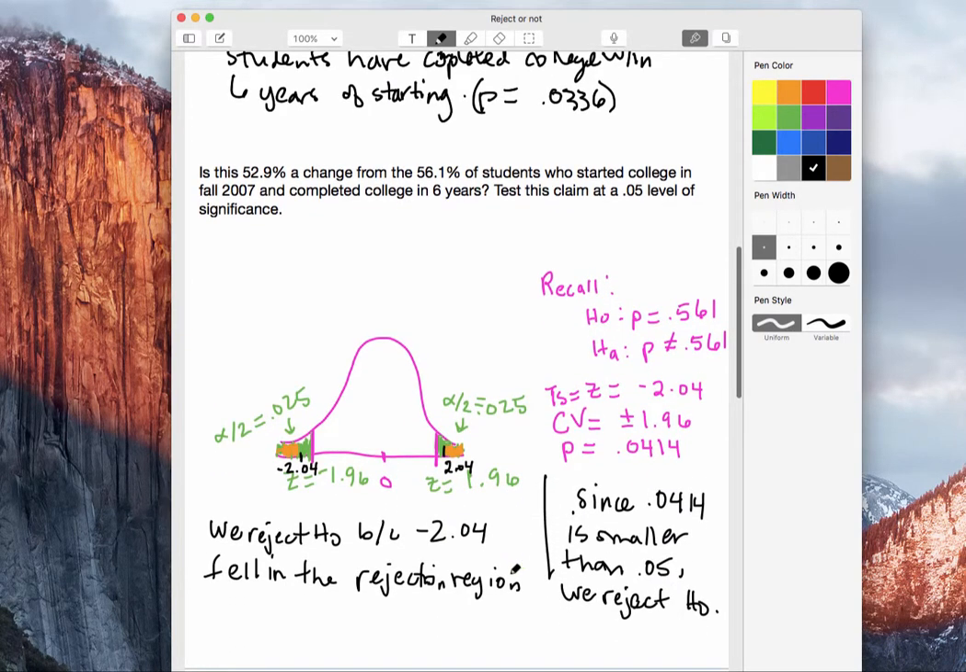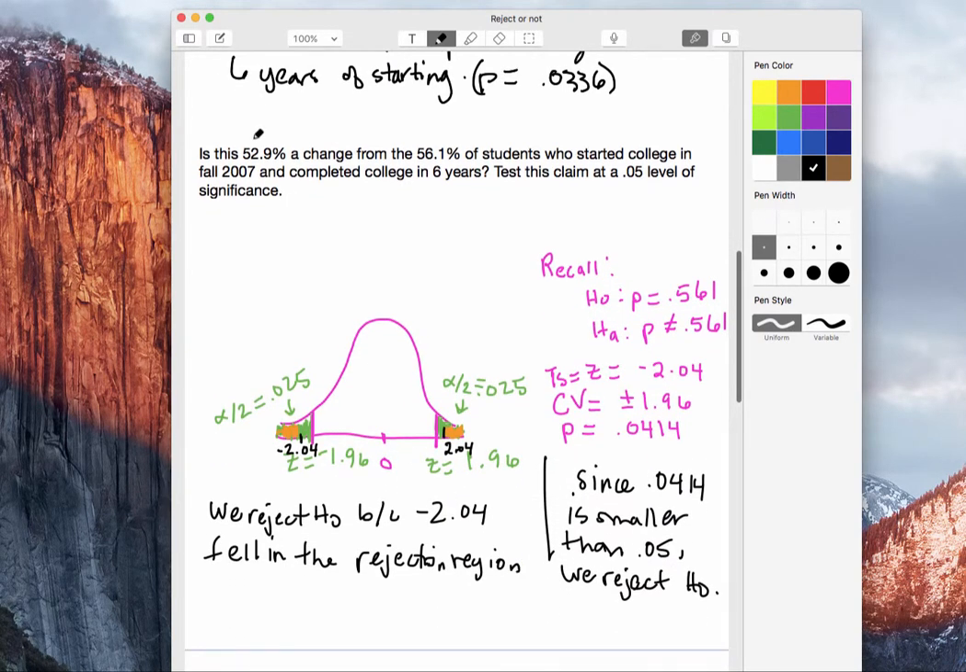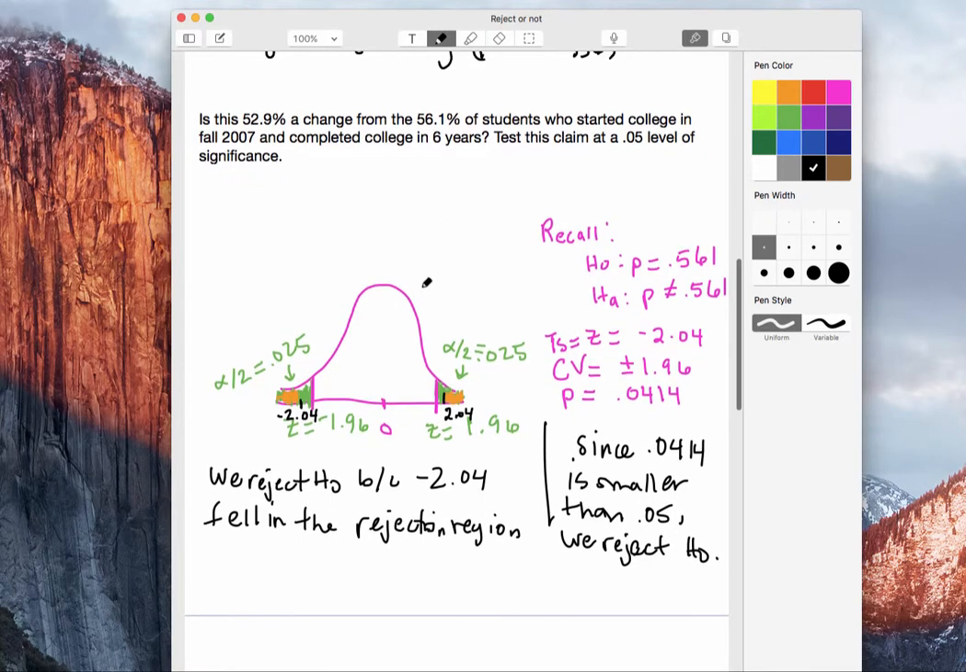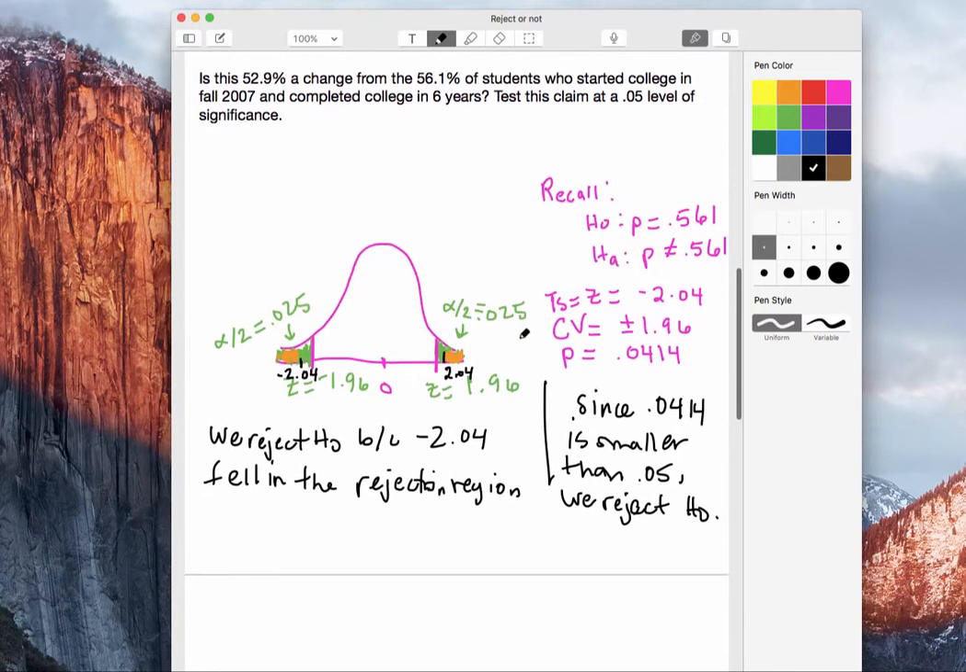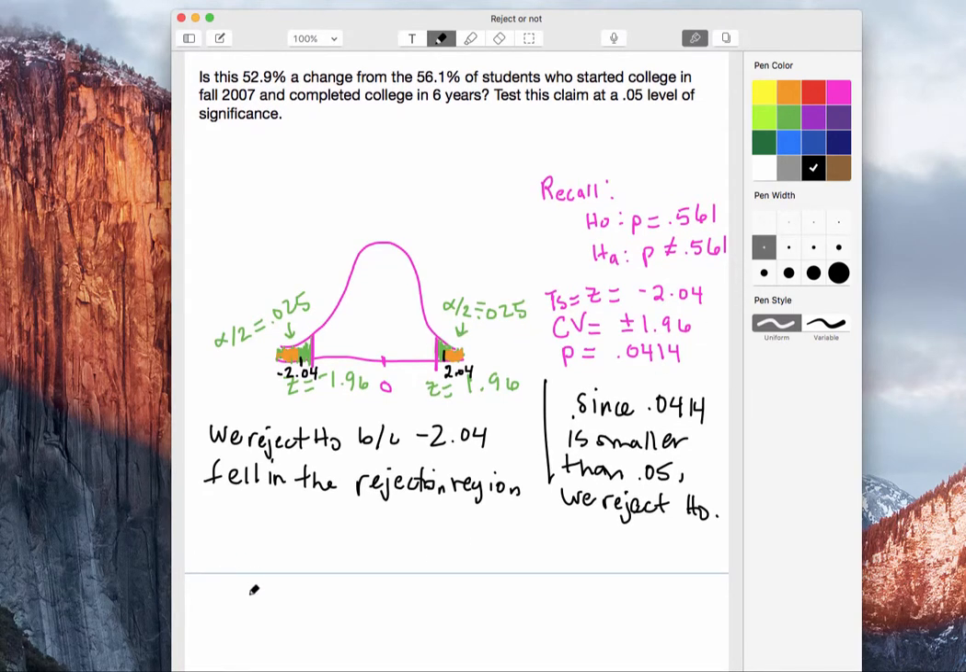So the second example that we did, we wanted to see if this 52.9%, which happened in 2009, was a change from the 2007 rate of 56.1%. Looking for a change. So I'm just going to not reinvent the wheel and use part of that sentence to show that we have rejected the null hypothesis.